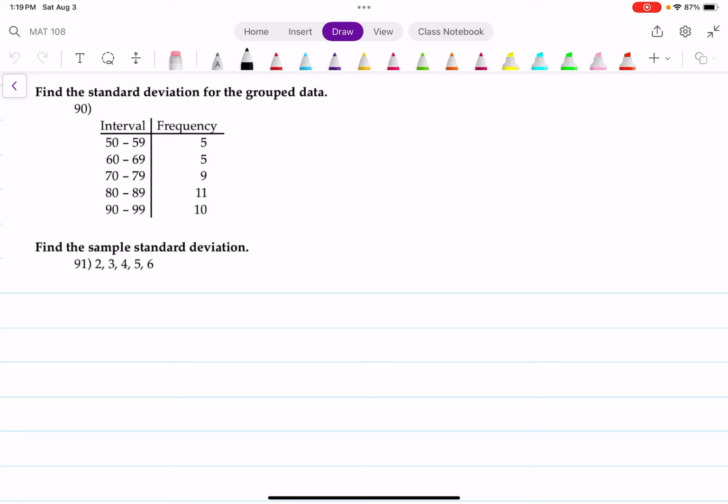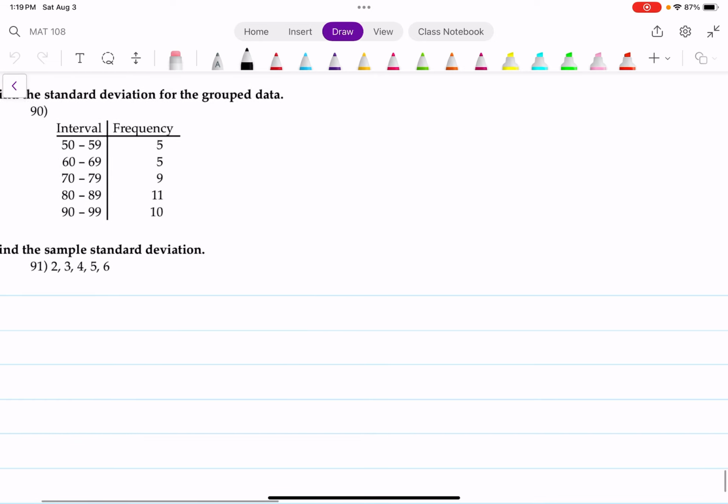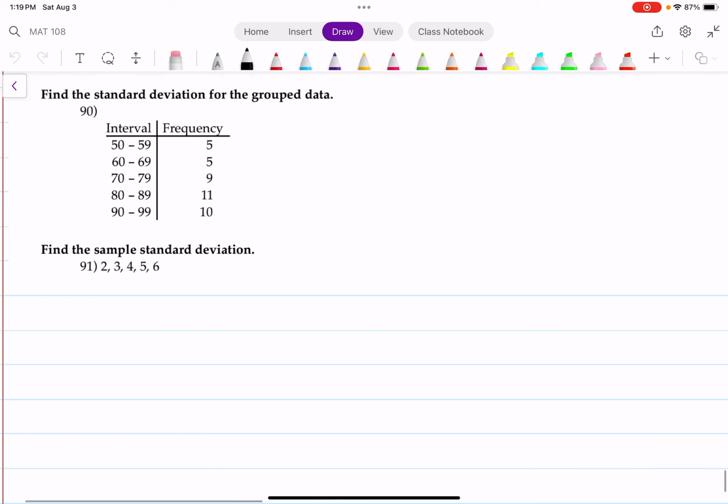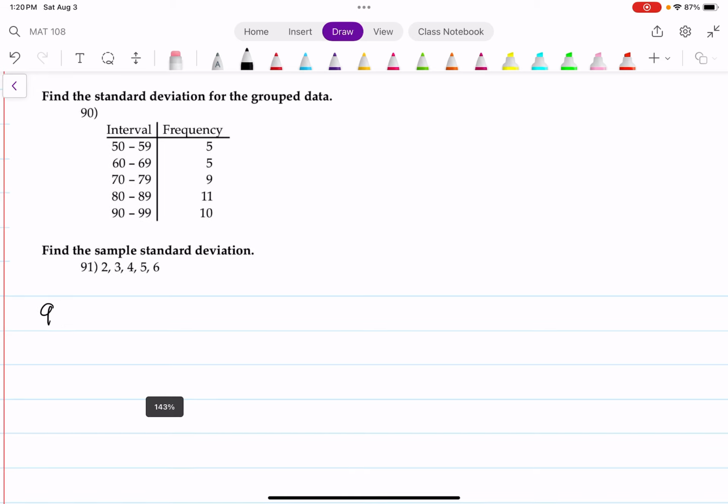All right, question number 90 and 91. It wants us to find the standard deviation for the group data. And in question 91, find the standard deviation for the single data. Both of these are considered to be samples. So let's start off with 91 first. We're going to do question 91, then we do 90 because 90 is a grouped frequency distribution and it requires more work.